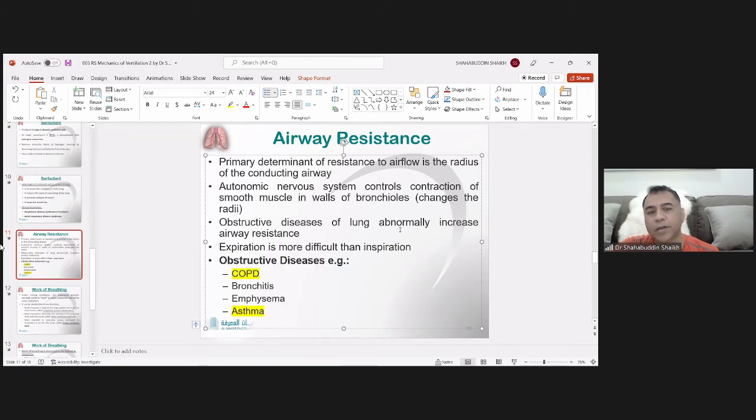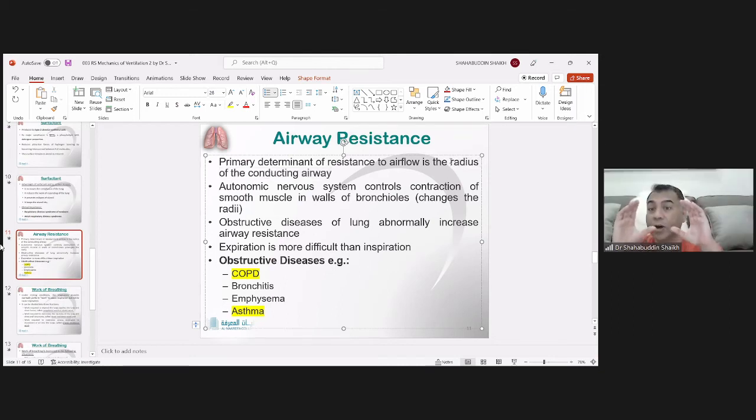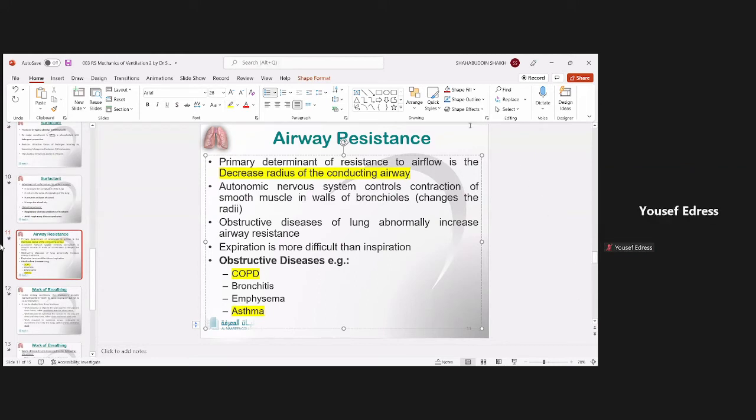Okay, so remember about airway resistance. There will be a decrease in the radius of the conducting airway. Can you remember? The size of the airway or bronchi will decrease. That is, decreased radius of the conducting airway occurs. Can you remember this? Yes, all of you? Can you repeat what you just said, please?